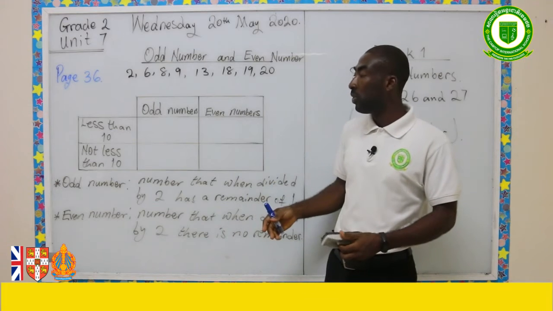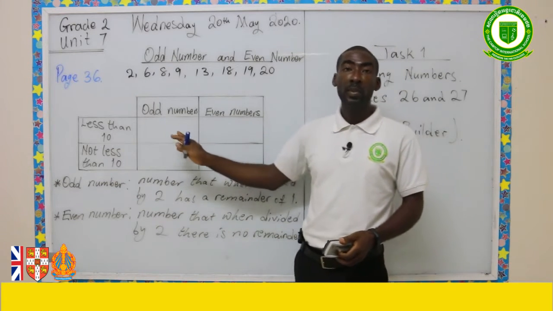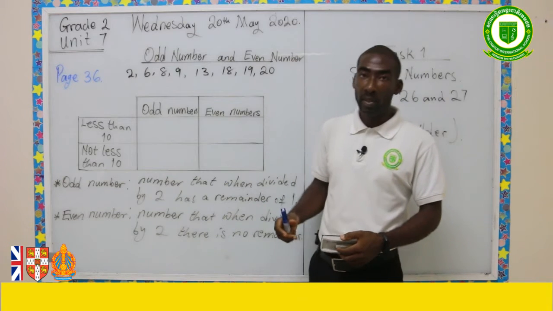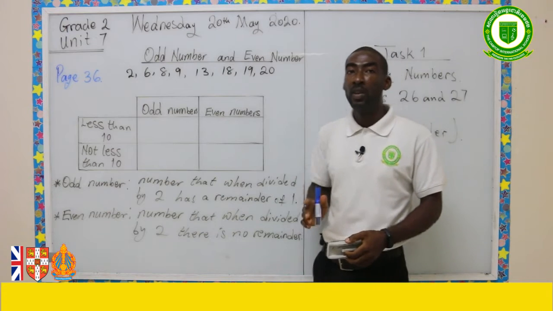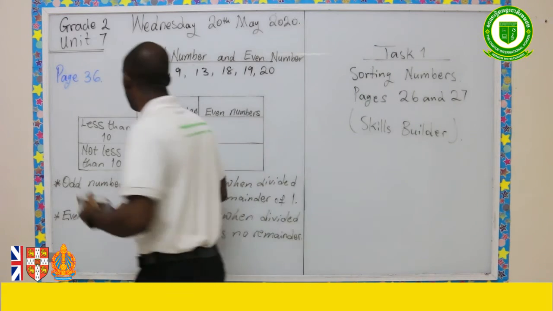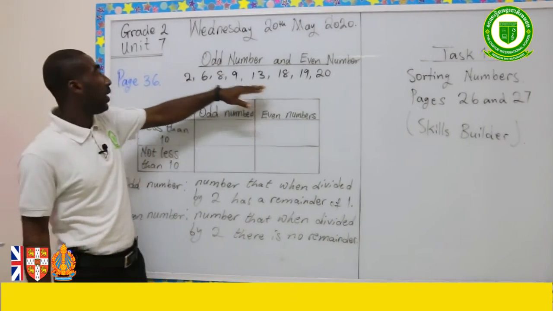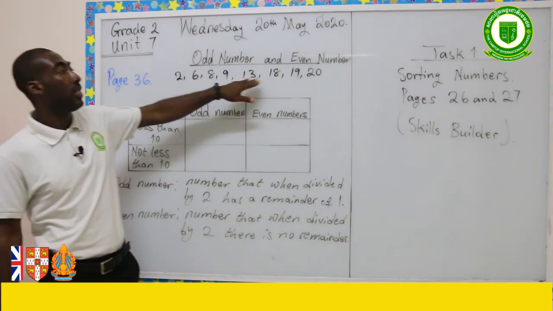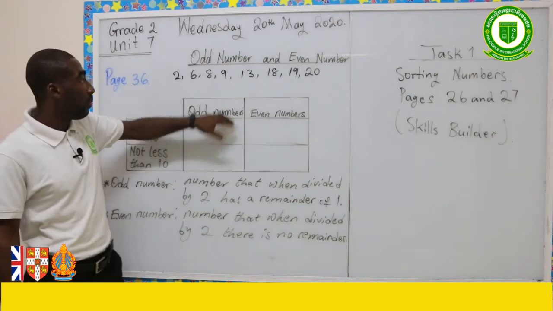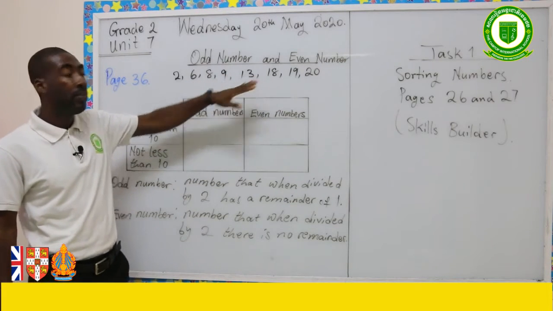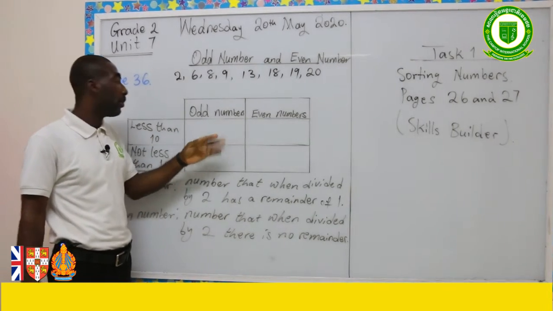Once we know the difference between odd numbers and even numbers, now we can move to our table and complete it, because we are going to use our understanding of even numbers and odd numbers. Over here we have a group of numbers: 2, 6, 8, 9, 13, 18, 19 and 20. We are supposed to complete this table with these numbers. So this is the instruction that we have on our table.